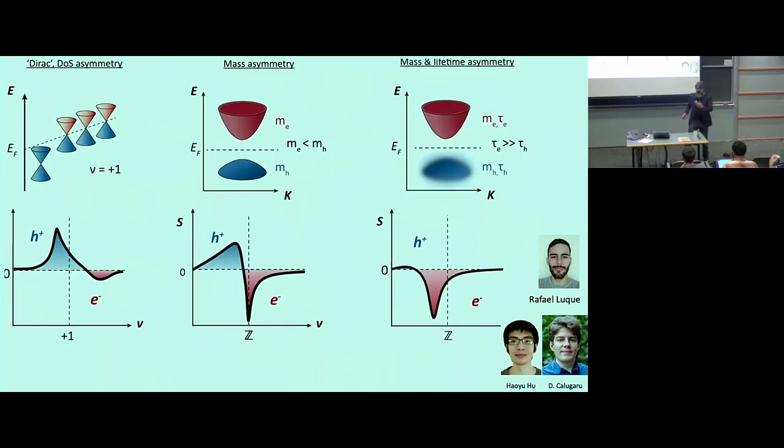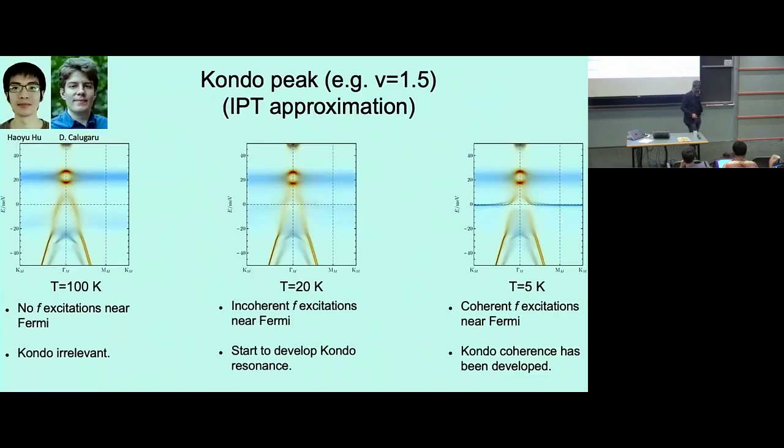And this is not really at zero temperature. So if you put a lifetime asymmetry in the problem in which the lifetime of the electrons is much, much larger than the lifetime of the holes, which comes out of the calculation, you immediately see that you can kill the hole peak and obtain a fully negative Seebeck coefficient.